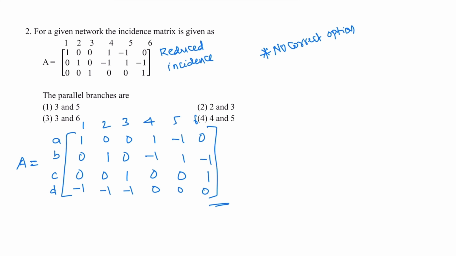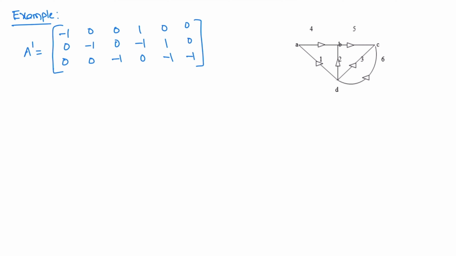Let us see one more example related to parallel branches. So this is the example. Given matrix is an incident matrix. As per property 1, these are the branches, 6 branches and 3 nodes. So this matrix is a reduced incident matrix. We need to convert this reduced incident matrix to an incident matrix. So minus 1 0 0 1 0 0 0 minus 1.